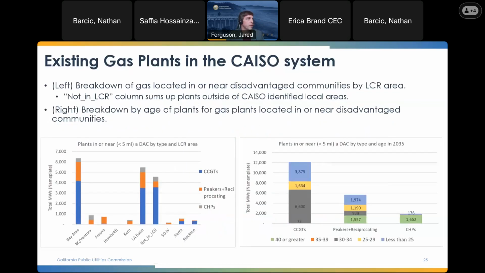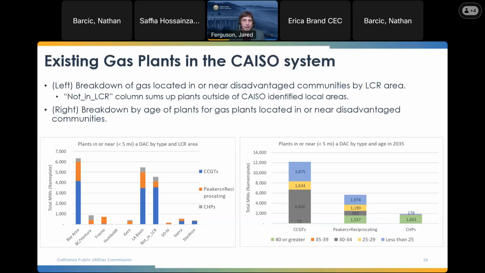Next slide. So this is showing some additional information. On the left are the plants by LCR area, noting that one of the categories is not in LCR, and so that's just the plants that are at the ISO system level and not in one of the ISO identified local areas. The right graph breaks down the plants by technology type and also by age in 2035. And this, I'll note, is a subset of the plants that are only in or near disadvantaged communities.